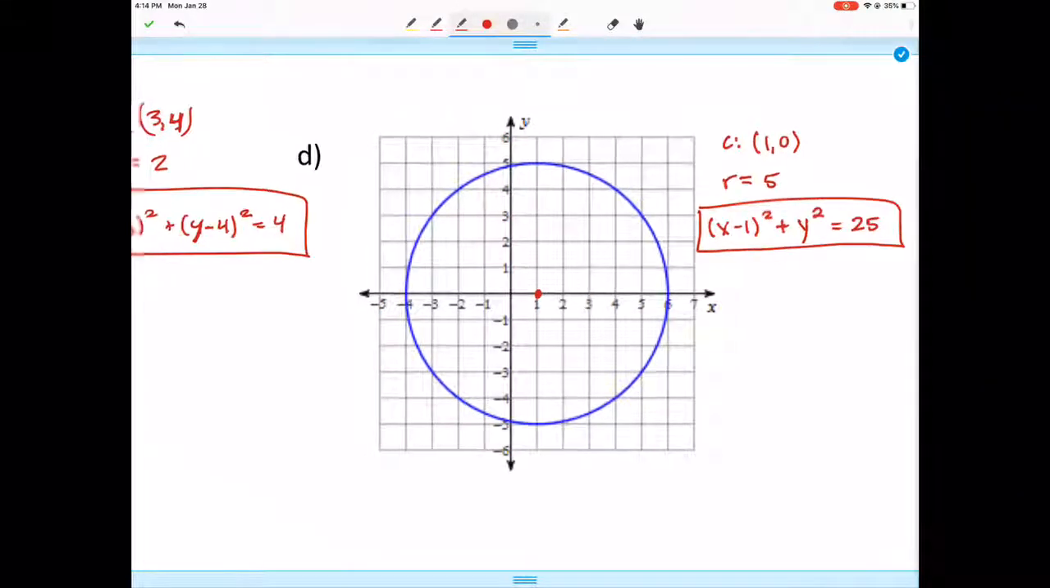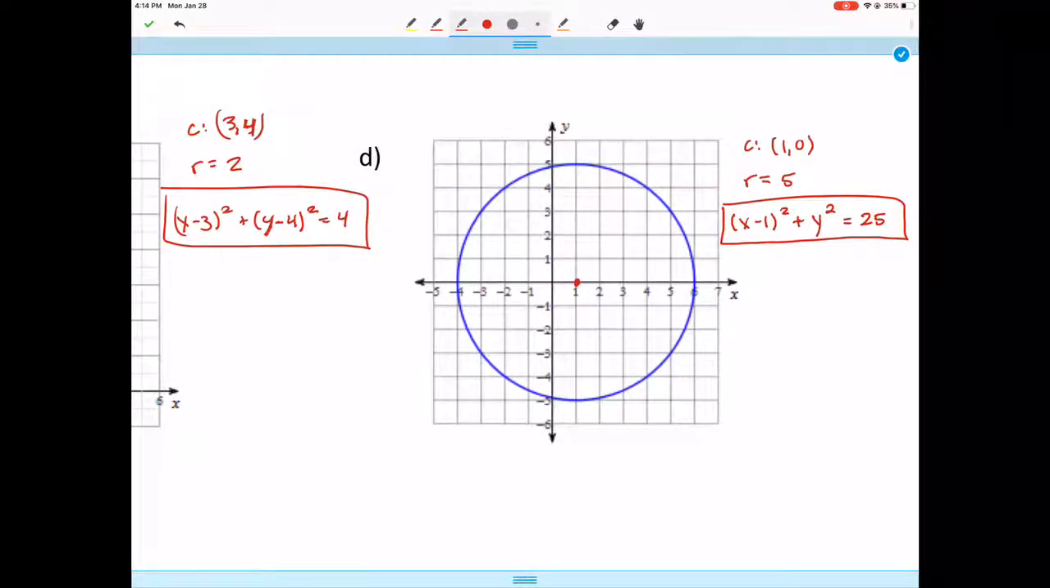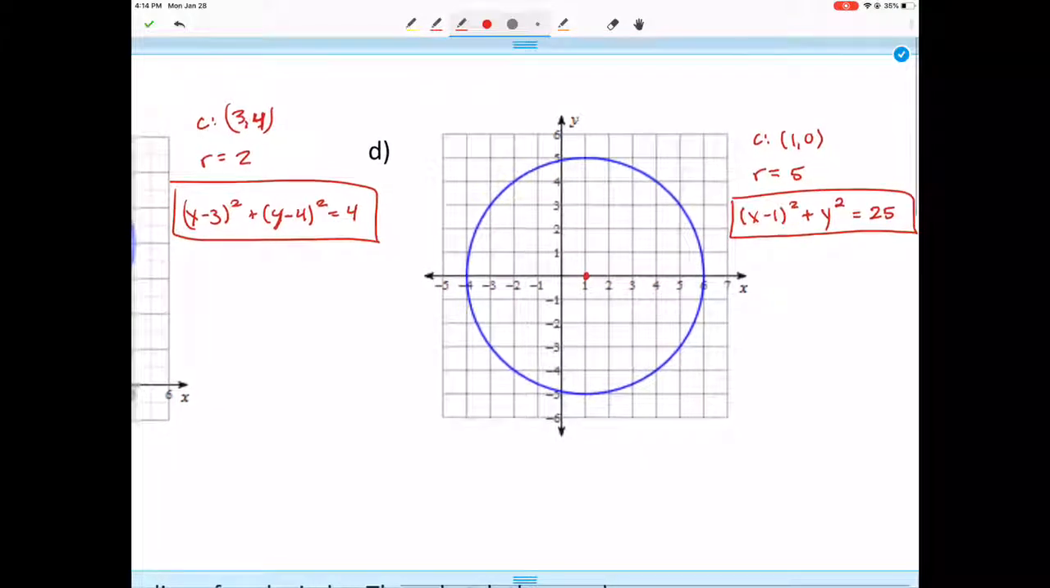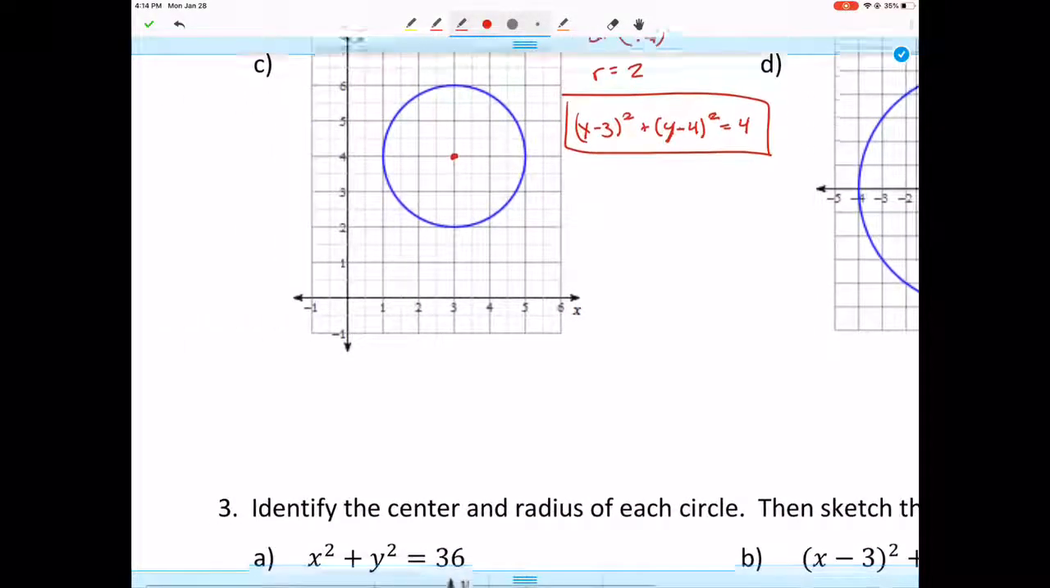Okay, so I skipped a little bit. When you're doing your homework and your tests, try and show as much work as possible so I can give you as many points as I can.